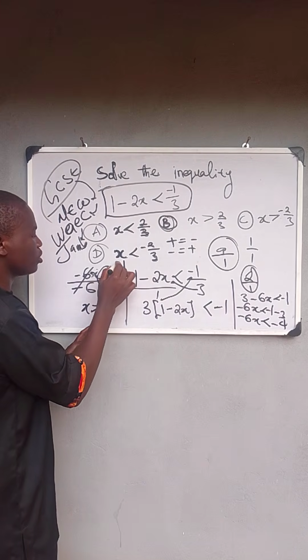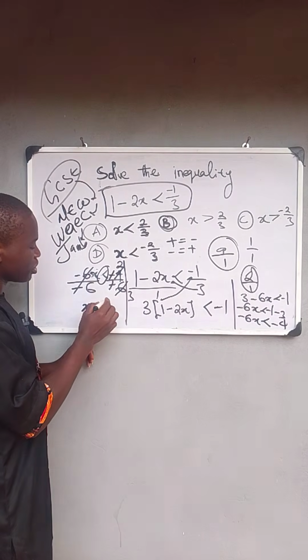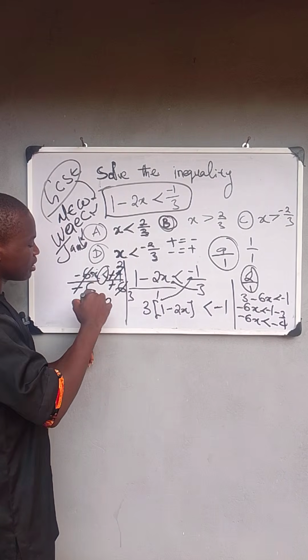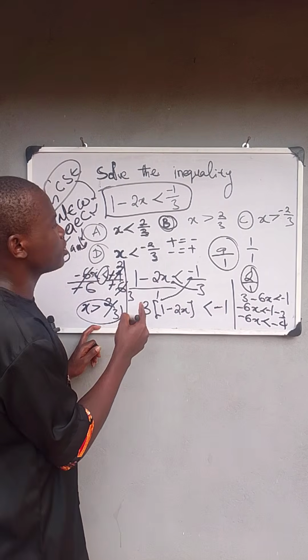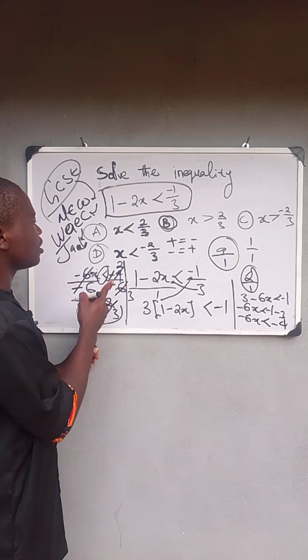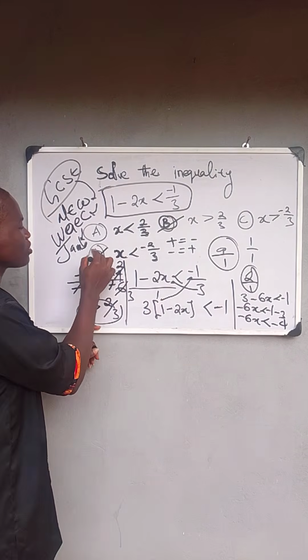4 divided by 2 will give you 2. 6 divided by 2 will give you 3. So the remaining value there is x greater than 2 all over 3. If you go to the options, the one that's the correct answer there is option B. The remaining ones are wrong.